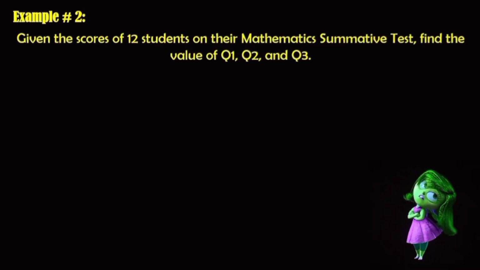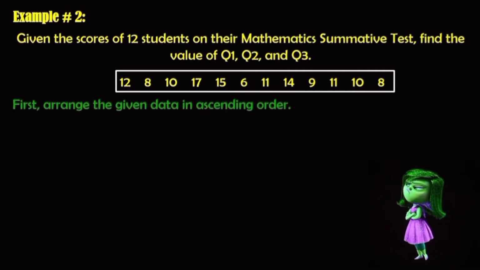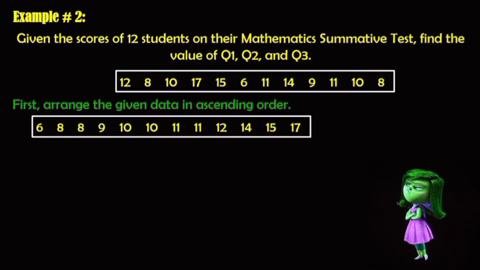Example number 2. Given the scores of 12 students on their mathematics summative test, find the value of the first quartile, second quartile, and the third quartile. Now here are the scores. First, arrange the given data in ascending order: 6, 8, 8, 9, 10, 10, 11, 11, 12, 14, 15, and 17.